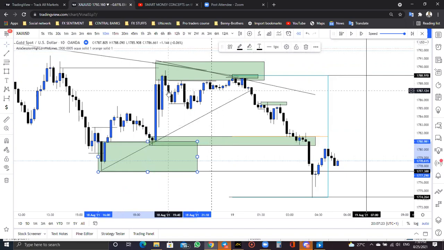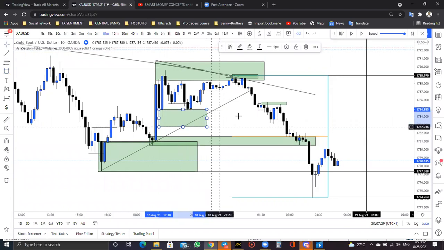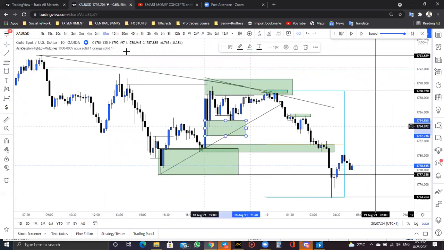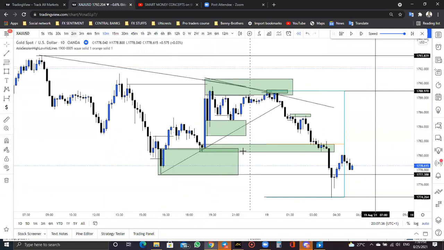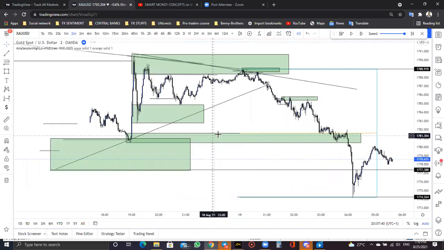And move. If we go to our smaller time frame again, we'll see. I'm monitoring momentum, the aggressiveness of this move. 2 minutes time frame. Look at it, guys. You can see I'm not bothered.